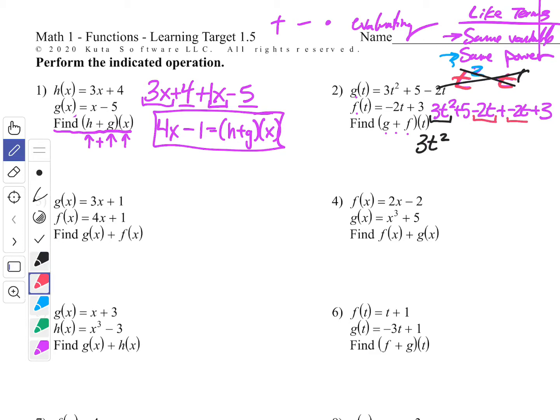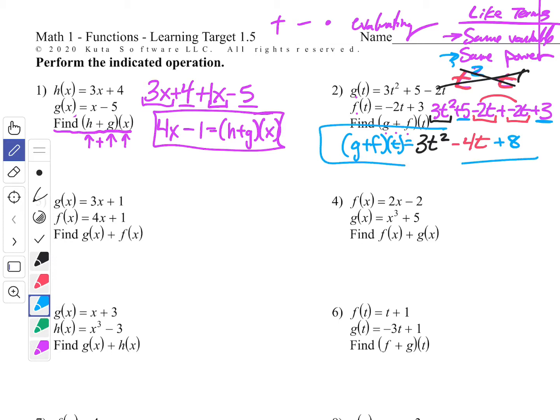Then I've got these two negative 2t's. Negative 2 plus a negative 2 gives us a negative 4t. And then we've got a positive 5 and a positive 3, which make a positive 8. And so there is my new function of t. It's right there, because I can't combine anything further. Okay, that's all we've got going on.